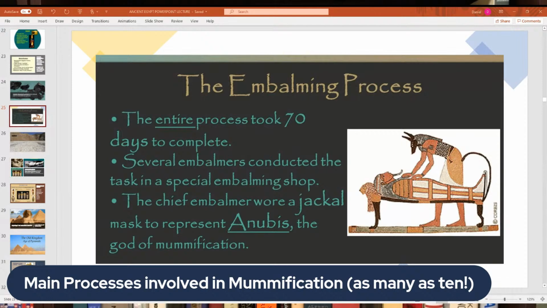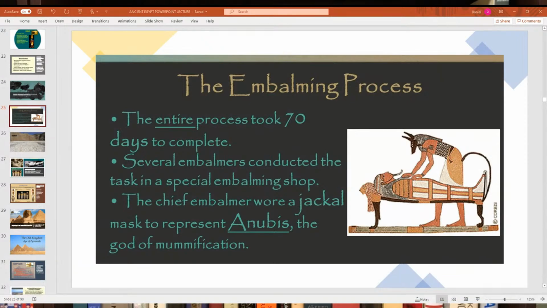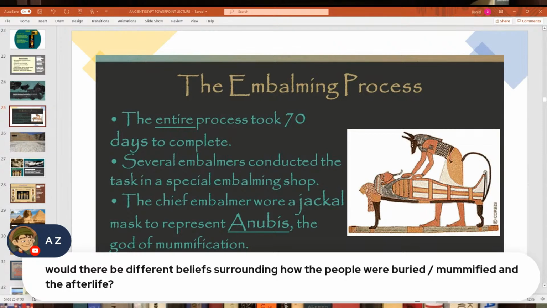That's amazing. 10 of them. Well, there are different beliefs. Yeah, I'm sure there were, like with different cultures.